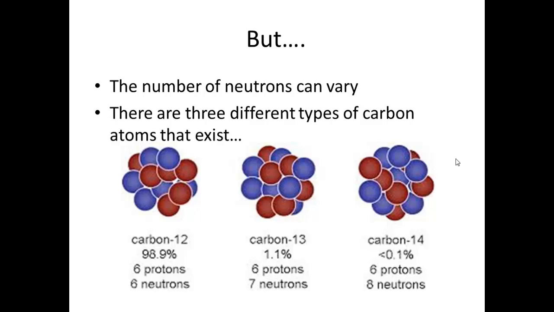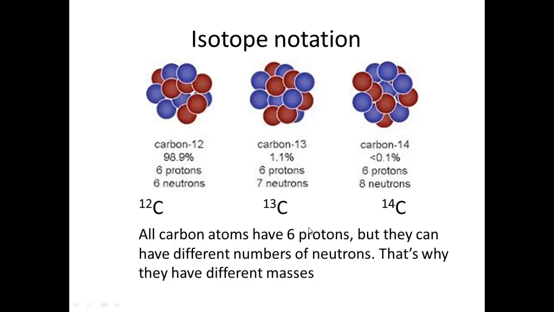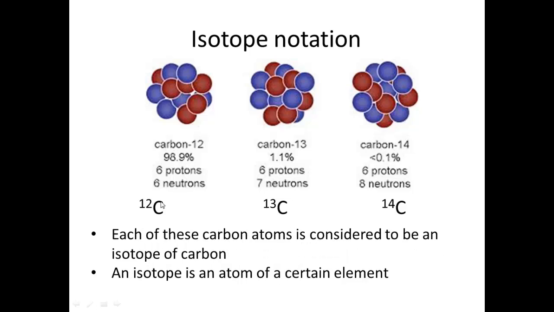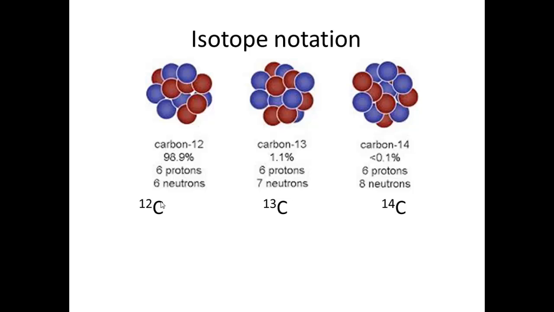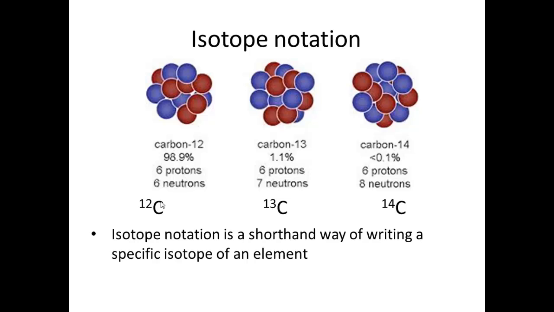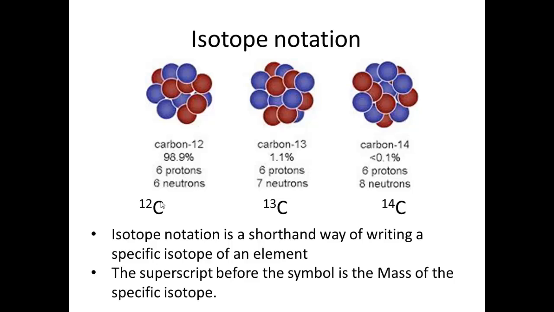So, the different percentages, they're called abundances, and that's how we talk about the atomic mass, the average atomic mass. And why carbon is closest to 12 is because about 99% of carbon atoms are carbon 12. So we expect the average to be close to that. So our isotope notation, we talked about this. This is just review. So each of these is an isotope of carbon. It's just a shorthand way of writing the element.